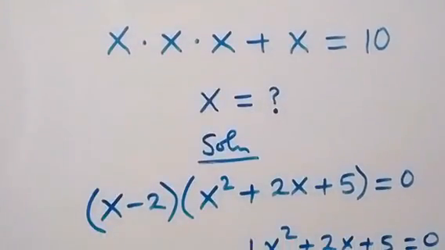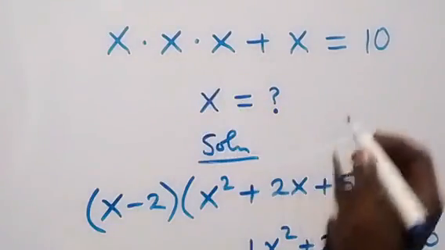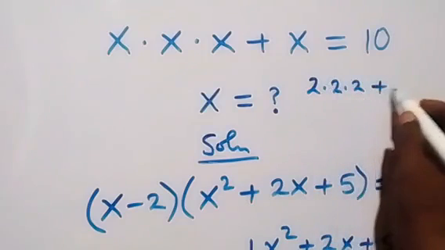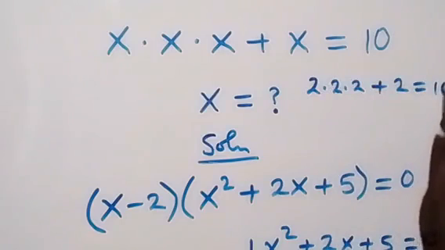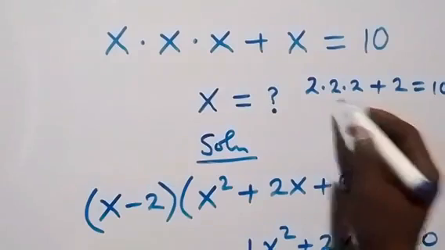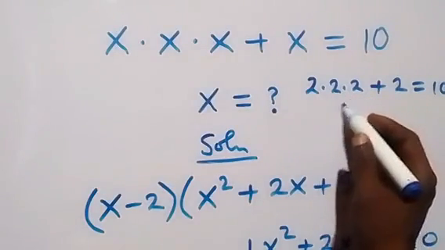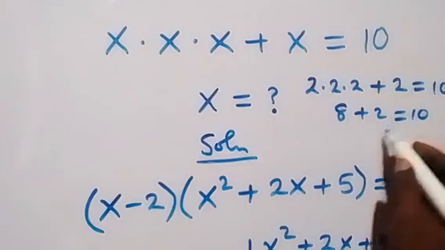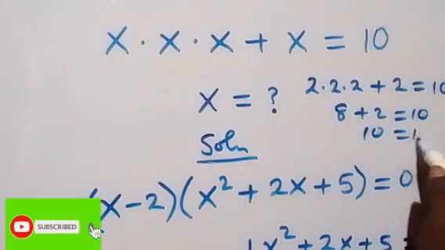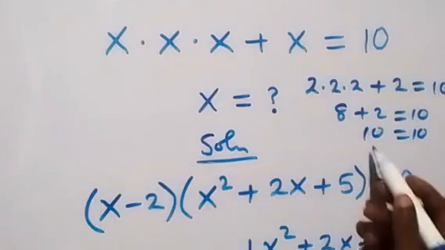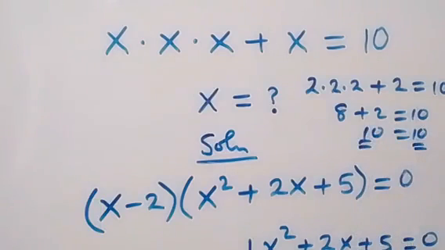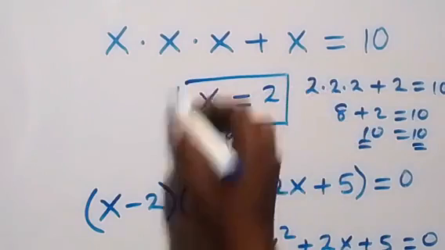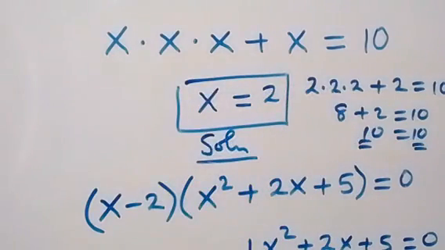When we substitute here, what we have becomes 2 times 2 times 2, then plus 2. Will this equal 10? Here, this becomes 2 times 2 times 2, that's simply 8, plus 2. Is it equal to 10? We have 8 plus 2, that's 10, which equals 10. Left hand side equals right hand side. So x equals 2 satisfies this. When we check the other complex solutions as well, they also satisfy the given problem.